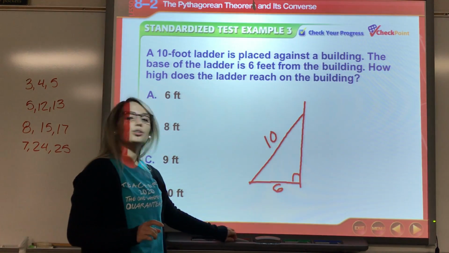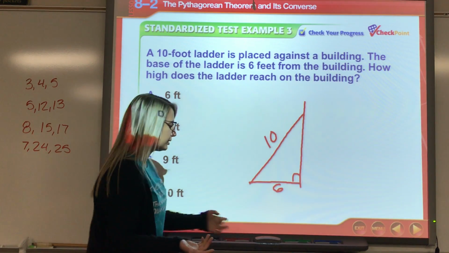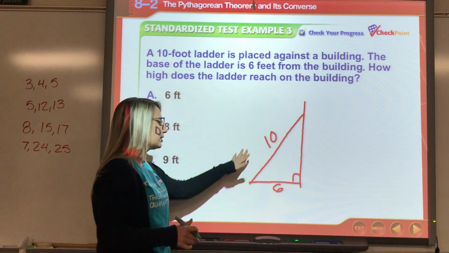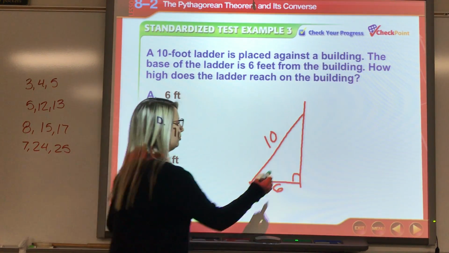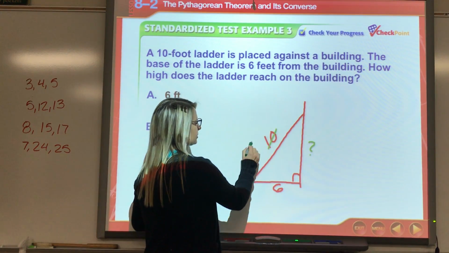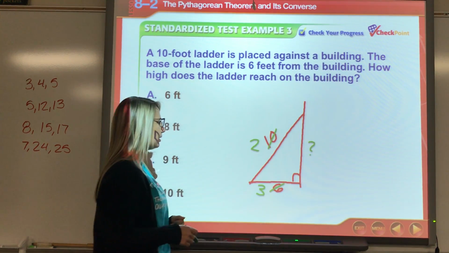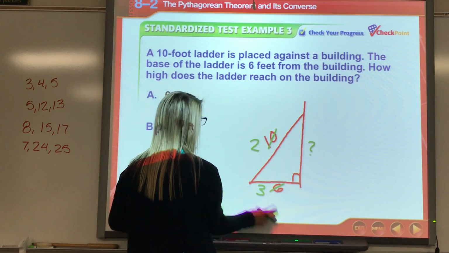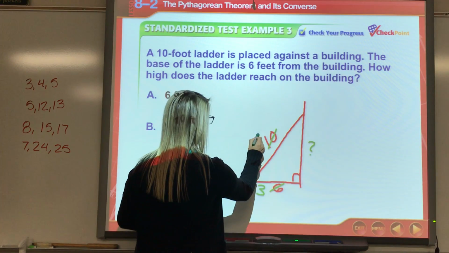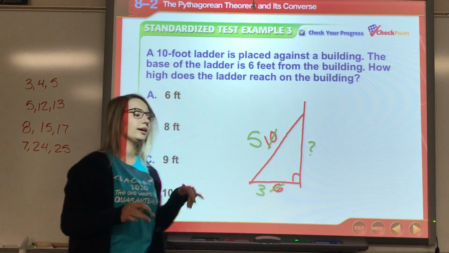Again, there's kind of two different ways that we could do this. I'm going to use the triples because I think that's kind of easier. I'm going to divide each of these numbers by 2. I'm going to put a little question mark there because we don't know what that is. If I divide this by 2, I get 5. Divide 6 by 2, I get 3. Oops, why did I write 5? Okay, 5. So our hypotenuse is 5, one of our legs is 3.